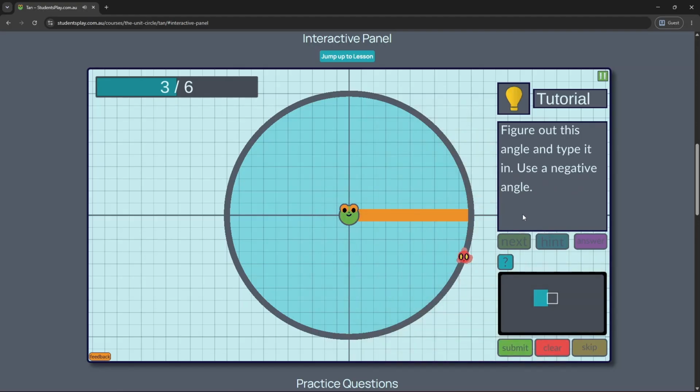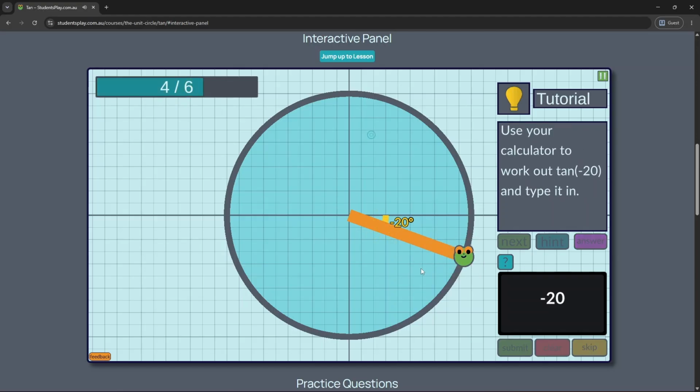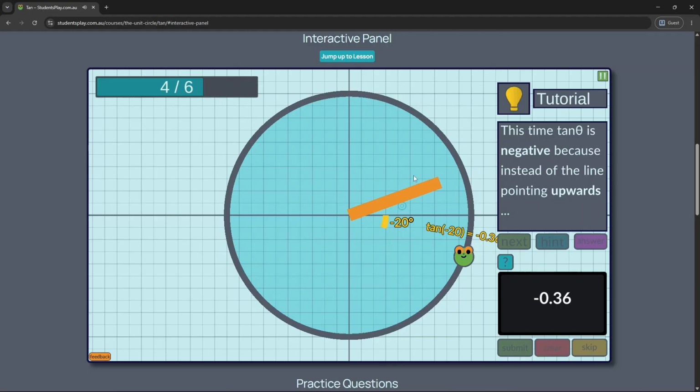Figure out this angle and type it in. Use a negative angle. It's like negative 30 maybe? And maybe like negative 20. Cool. Use your calculator, work out tan of negative 20 and type it in. Okay, tan negative 20, 0.36. Interesting. But I think it's negative 0.36. This time, tan theta is negative because instead of the line pointing upwards, like that, it points downwards.